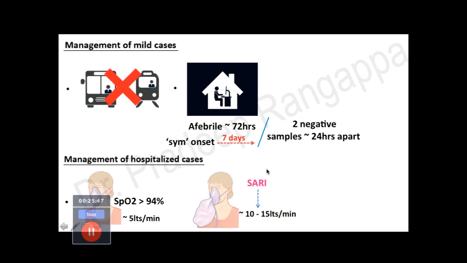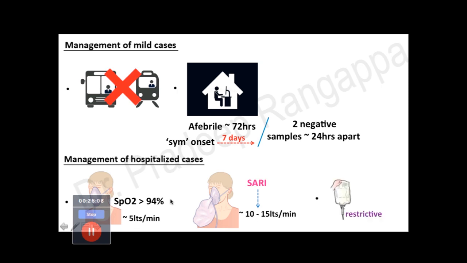So if you are dealing with a SARI, severe acute respiratory infection, where they are severely hypoxemic, then you should put them on non-rebreathing oxygen or a high concentration mask. Put them at 10 to 15 liters per minute to achieve saturation of more than 94%.